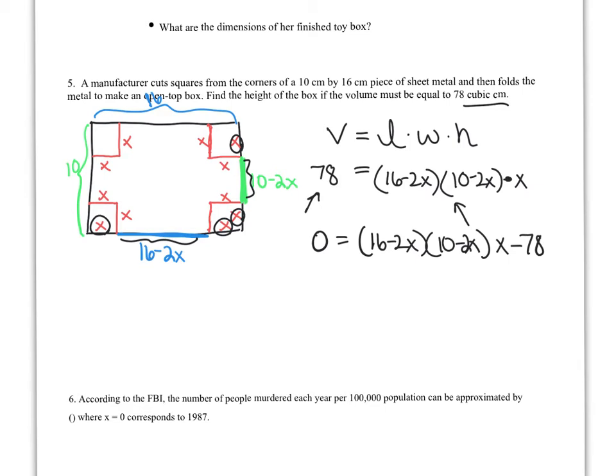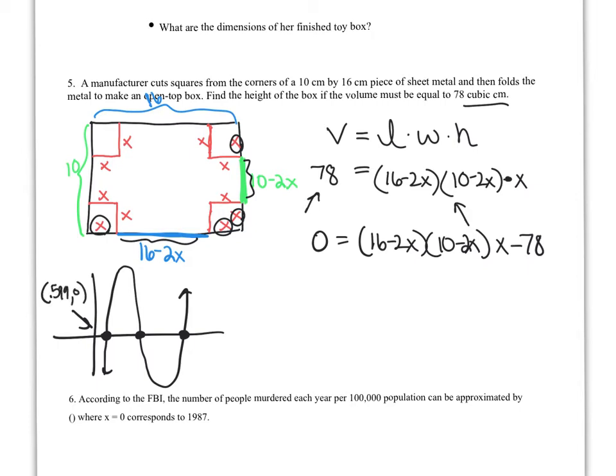So when you plug this into Desmos, you get a graph that looks like this, and it goes up really high, down, and then back up, okay? So what we're looking for are the x-intercepts because we set it equal to 0 instead of doing two graphs and seeing where they intersect. So this x-intercept is 0.599 comma 0. This one here is 3.777 comma 0. And this one right here is 8.624 comma 0.